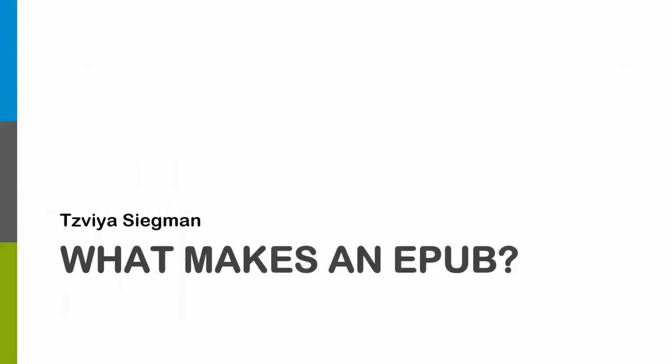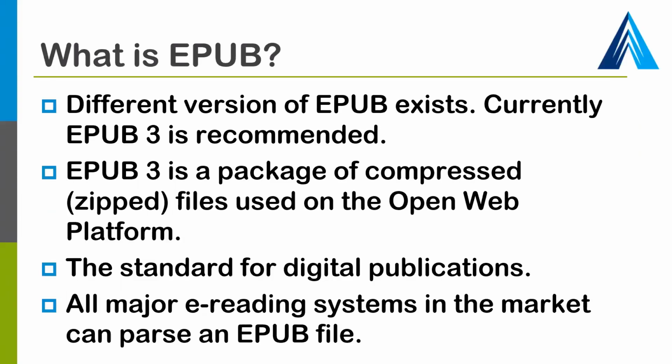Thank you, Richard. Okay, so let's talk about what is EPUB. It's important to be aware that there are a few different versions of the EPUB specification. The current recommendation is to use EPUB 3.2, a version that was just released a few weeks ago. EPUB 3 is a package of compressed or zipped files which use standards from the Open Web Platform. It's the current standard for digital publications, and all major digital reading systems on the market can parse an EPUB file.